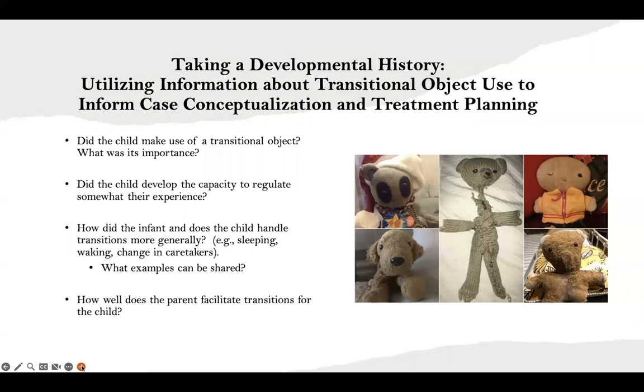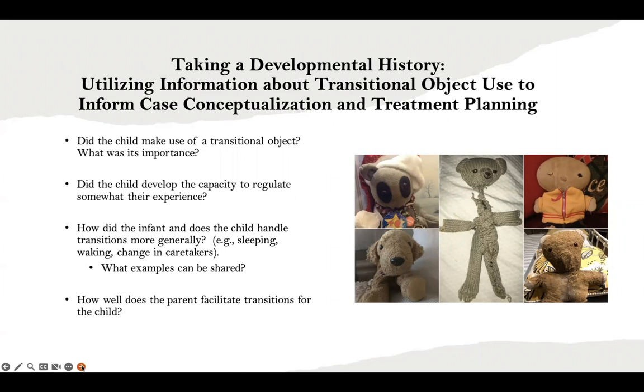We spoke about taking a developmental history, utilizing information about transitional object use to inform case conceptualization and treatment planning. So if the child can hold a teddy bear, think of the mother, and change their consciousness, a phase change to a calmer place, we can gather from that that there was good enough care. Did the child make use of a transitional object, and what was its importance? Did the child develop the capacity to regulate somewhat of their experience that can be reported from the parent through the transitional object?